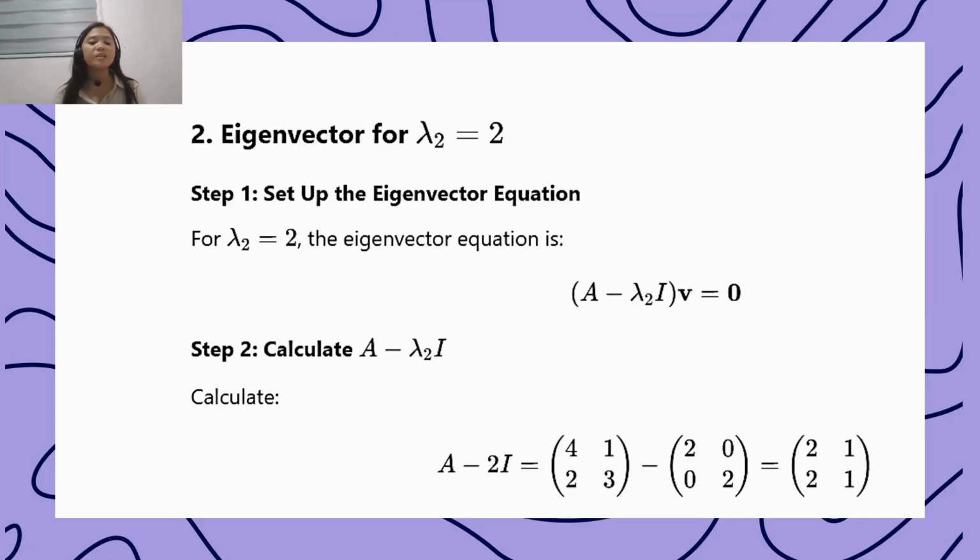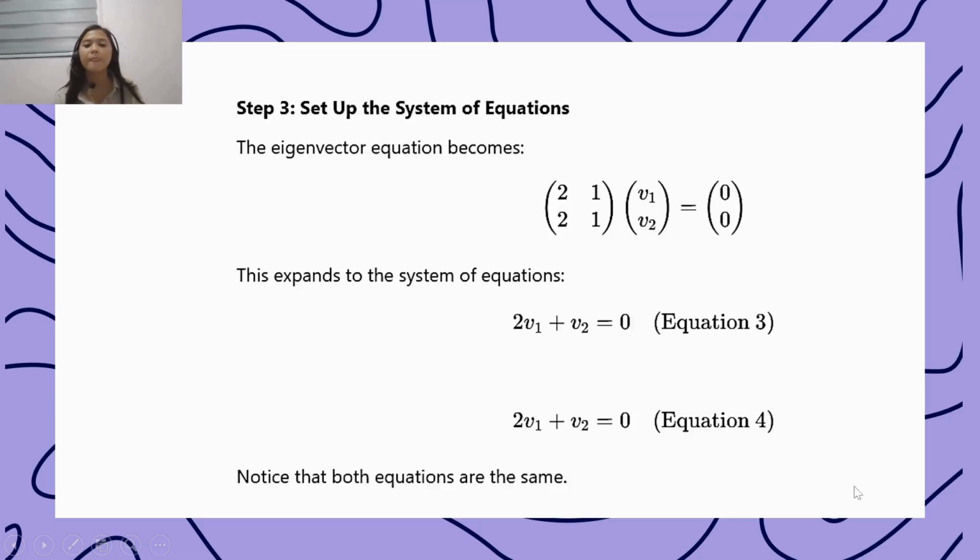So next, we will use our lambda sub 2 for our eigenvalue, or our second eigenvalue, which is 2. So we will set up the eigenvector equation. So we will substitute this one with 2. So our identity matrix will look like this: we have 2, 0, 0, and 2. So minus, so 4 minus 2, that is 2. 1 minus 0, that is 1. 2 minus 0, that is 2. And 3 minus 2, that is 1.